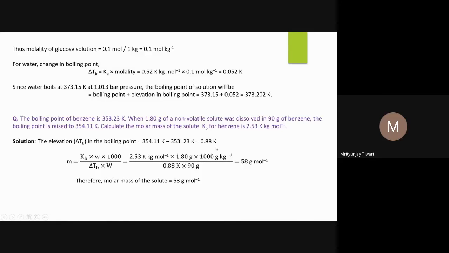Delta TB we have calculated here. The elevation in boiling point will be equal to the final boiling point minus the initial boiling point, so 0.88. The 0.88 value is written here, into 90 gram. This is the value of capital W, the mass of the benzene, that is the solvent, in gram. After solving, we get 58 gram per mole. Therefore, the molar mass of the solute is 58 gram per mole.